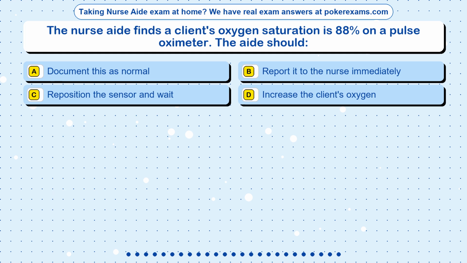Question 2. The nurse aide finds a client's oxygen saturation is 88% on a pulse oximeter. The aide should: Option A. Document this as normal. Option B. Report it to the nurse immediately. Option C. Reposition the sensor and wait. Option D. Increase the client's oxygen.